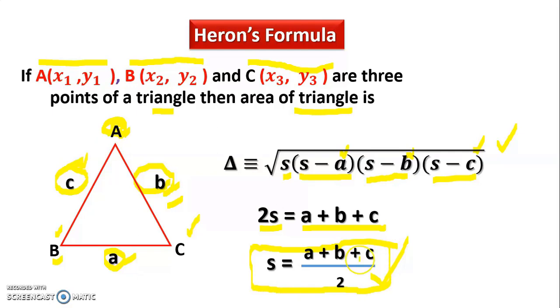After finding the value of S, you can substitute the values here. S into S minus a, where a is the length of side BC, into S minus b, where b is the length of side AC, into S minus c, where c is the length of AB, all under the square root. This is the formula to find the area of the triangle by using Heron's formula. Delta equal to square root of S into S minus a into S minus b into S minus c.